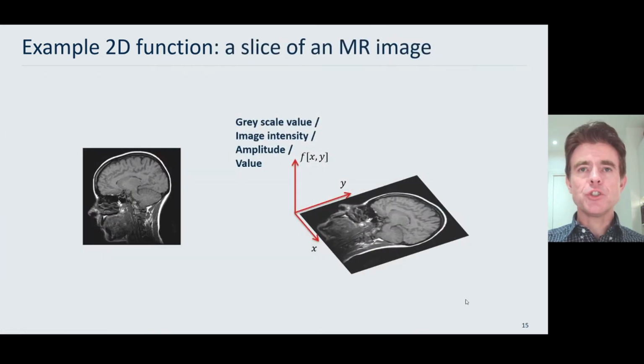An MR image is another example of a 2D function, where we've got the x-axis, y-axis, and now some kind of grayscale value representing the values that are being measured in MR, and that's typically the net transverse magnetization that gives us this MR image.